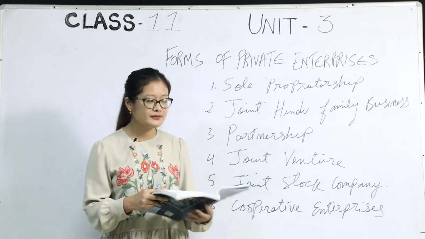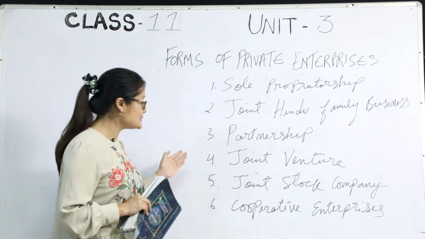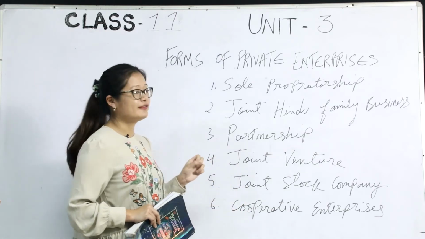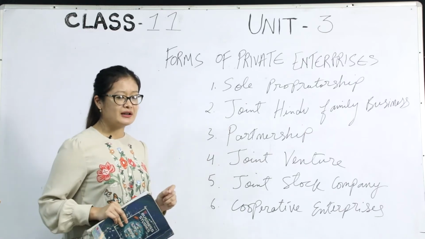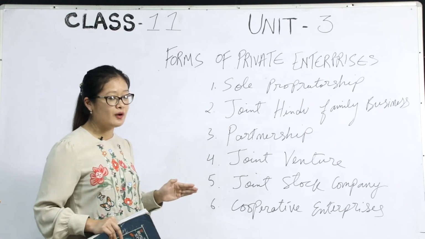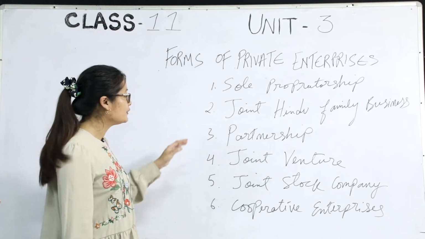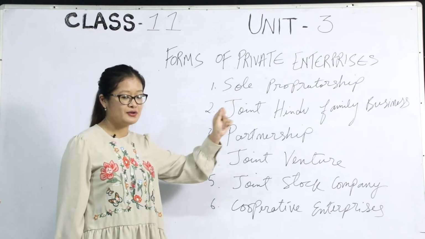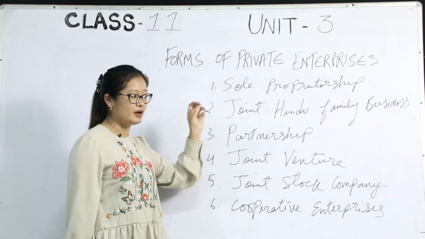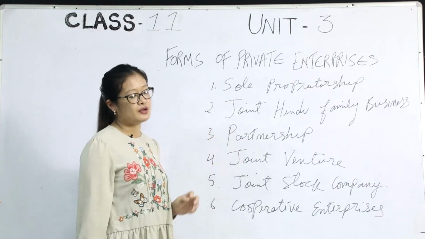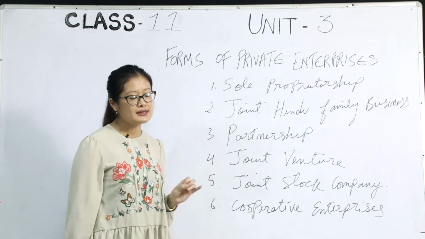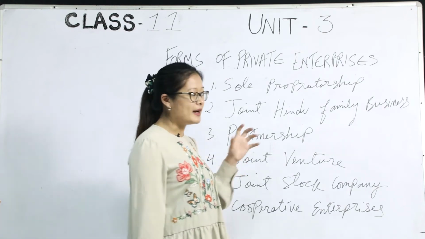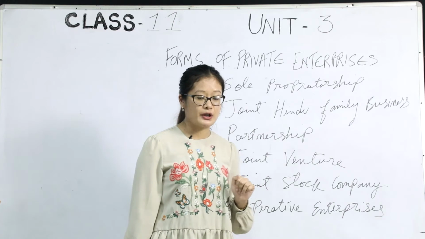So those were some of the points that we have covered under the forms of private enterprises. Before we go ahead with another topic, let's do a review on what I have covered. Sole proprietorship. So now you know what sole proprietorship is. We are talking about an individual, a single ownership where every profit, loss, and risk will have to be borne by the single owner alone.